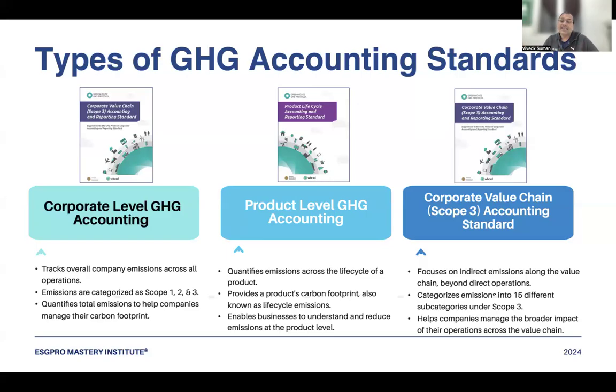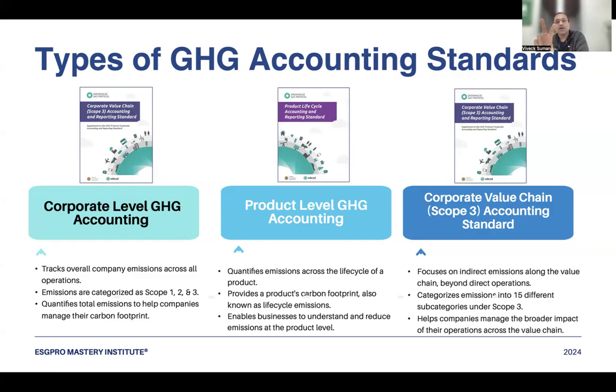For Scope 3, they have a detailed document because Scope 3 itself has 15 different categories to measure. That's why on the right-hand side, in the vertical column, you will see the Scope 3 accounting standard, which is the value chain standard. It is a separate booklet, not a book, you should say. Here you see the classification, and you also learn how to quantify the total emissions to help companies measure and manage their carbon footprint.